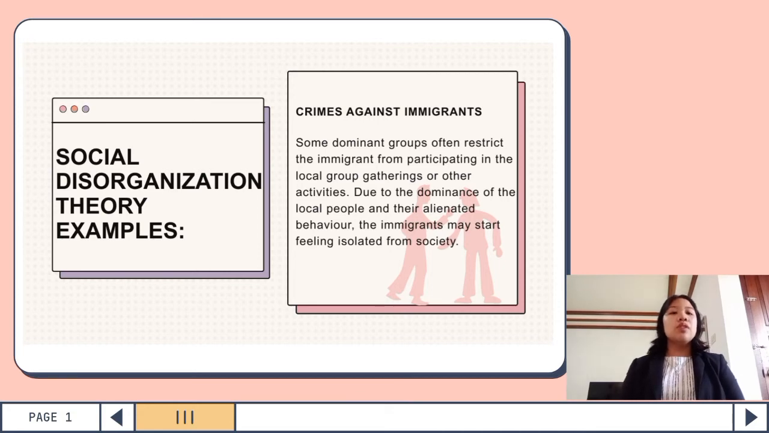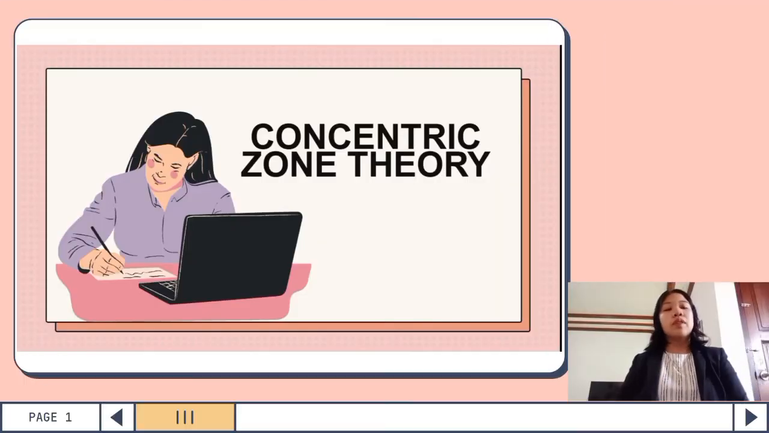Due to the dominance of the local people and their alienated behavior, the immigrant may start feeling isolated from society. Being an immigrant is a bit hard because of discrimination from local people who were born in the place. The immigrant feels unequal treatment that can cause chaos, crimes, and also criminal activities. Okay, we are done with social disorganization theory.